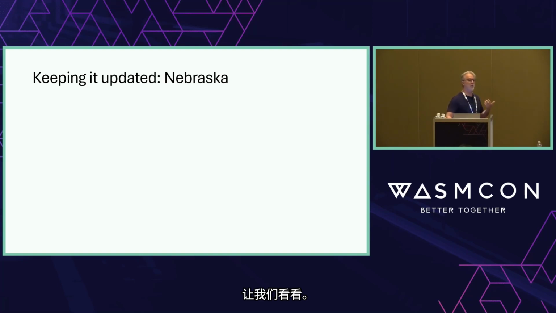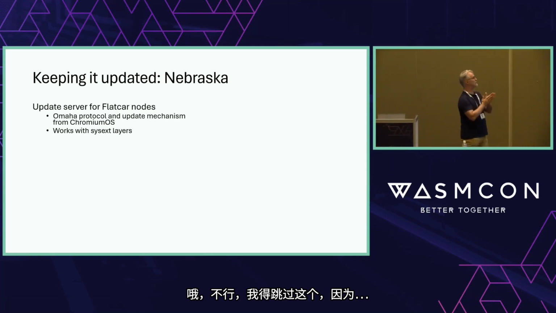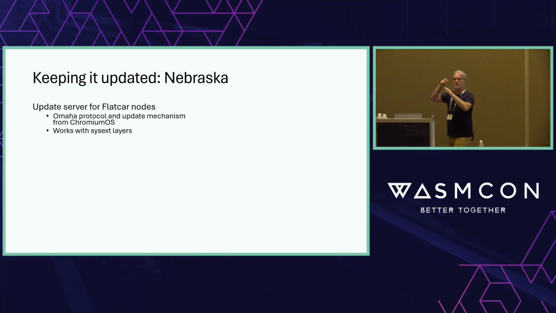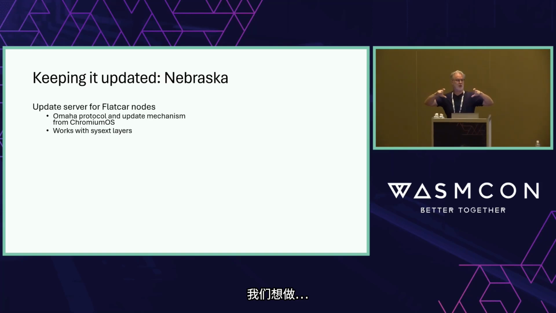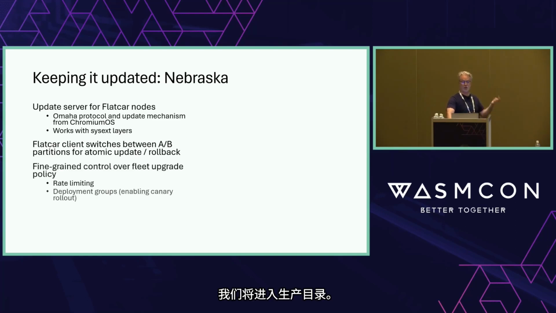This is the open source update service that Flatcar has. So you can update Flatcar nodes. It uses the Omaha protocol and the update mechanism from Chromium OS. It works both with the partitions, the core base image, if you will, and also with the system extension layers that we've been building. You can switch between A and B partitions, automate update and rollback, even hot swapping the base image out from under the applications, these layers, without the layers and applications really knowing about anything that happened. And you can do the reverse.